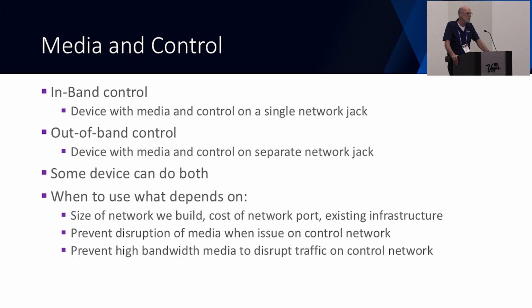Maybe I'm trying to build a very small network without lots of connections, so I prefer to use in-band. I'm trying to reduce the cost of the network ports. Maybe I'm trying to use the existing infrastructure for my control, and I don't want my media on the same network, so I'm going to use out-of-band. You might want to design based on not wanting your media to disrupt the traffic on your control network, especially if the control network is in the existing infrastructure that happens to be my corporate network. I might want separate media for that. Sometimes the control network can disrupt your media, sometimes it's the reverse.